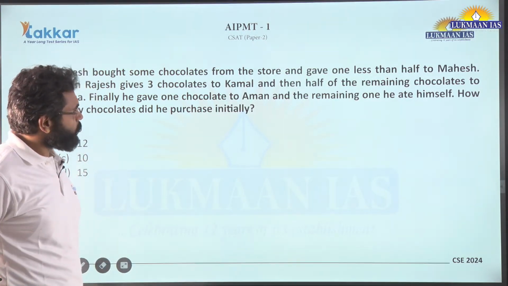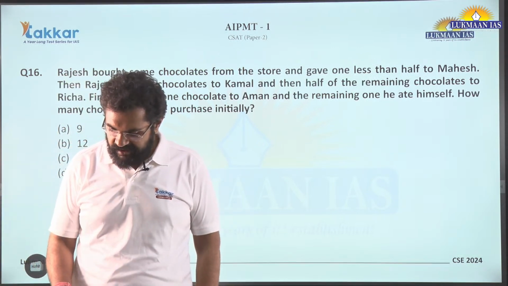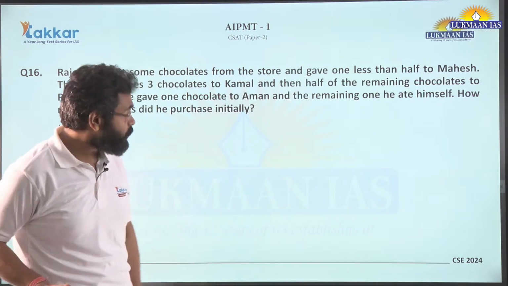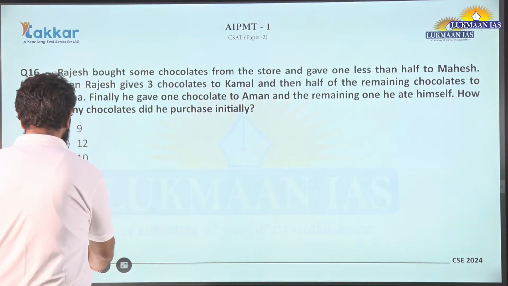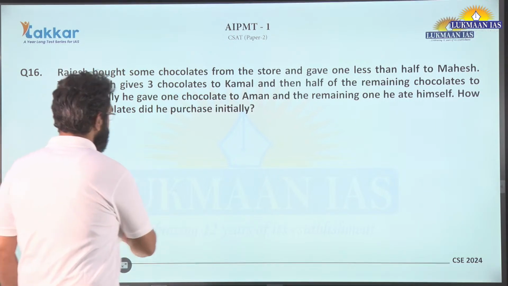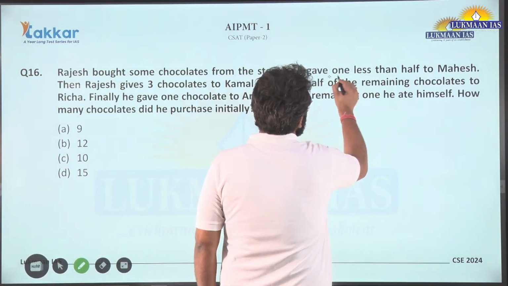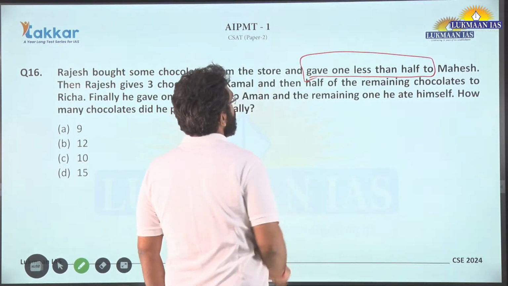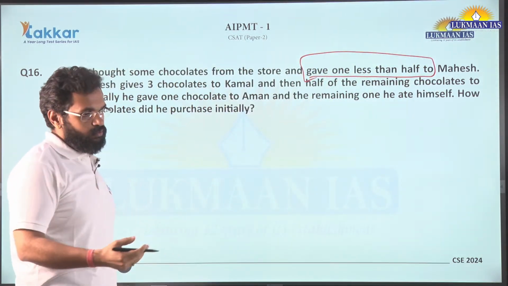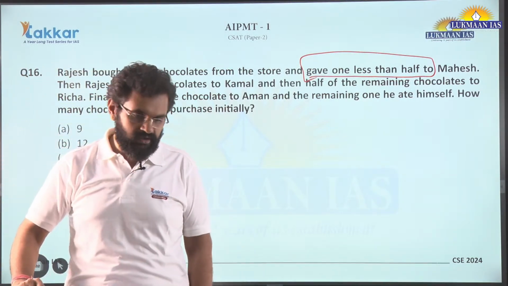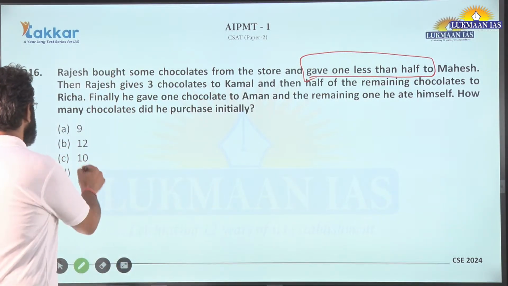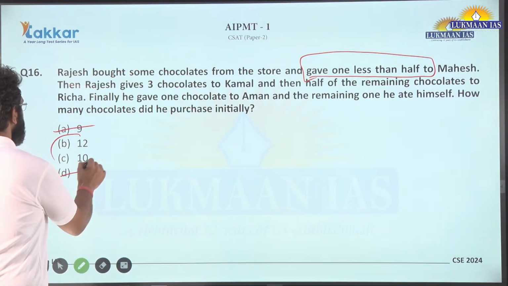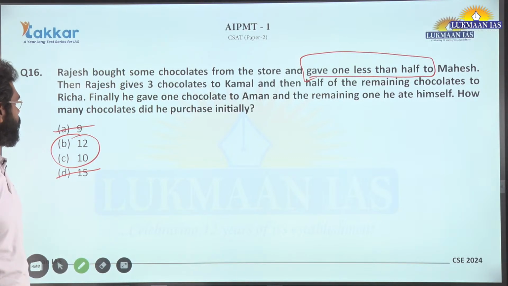Rajesh bought some chocolates from the store and gave one less than half to Mahesh. If we just read this question, the most important part is this one: gave one less than half to Mahesh. Just to know if we are distributing anything in half equal numbers, it has to be an even number. So options A and D will be eliminated. Now we have to calculate for just these two, 12 or 10.